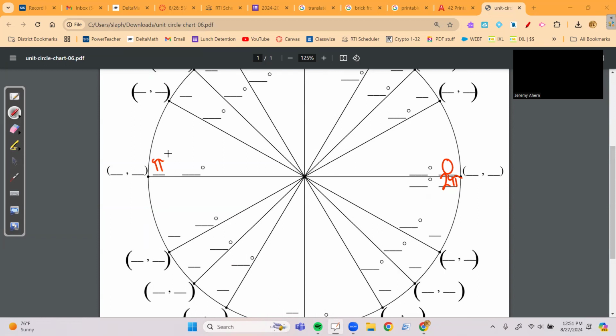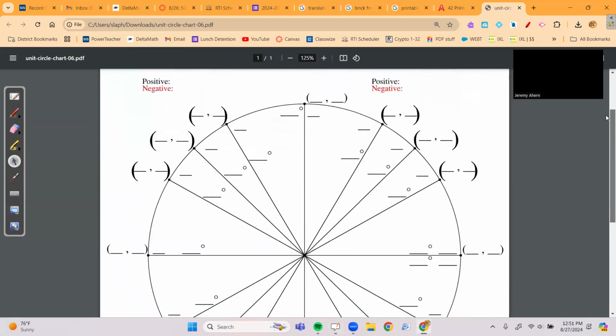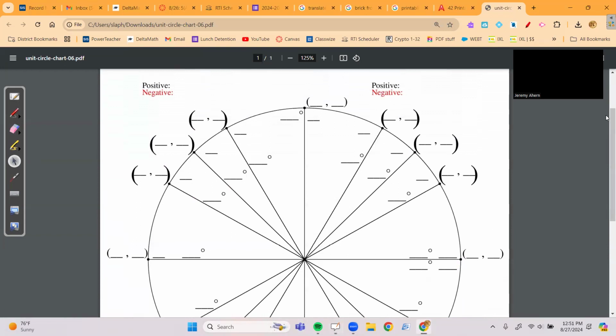Now, let's subdivide this yet again. If I go to the top, we know that to go from the beginning to the far left is pi. How far in radians is it to go from the beginning to the top of the circle? Pi over 2. Nice job, guys. Pi over 2.